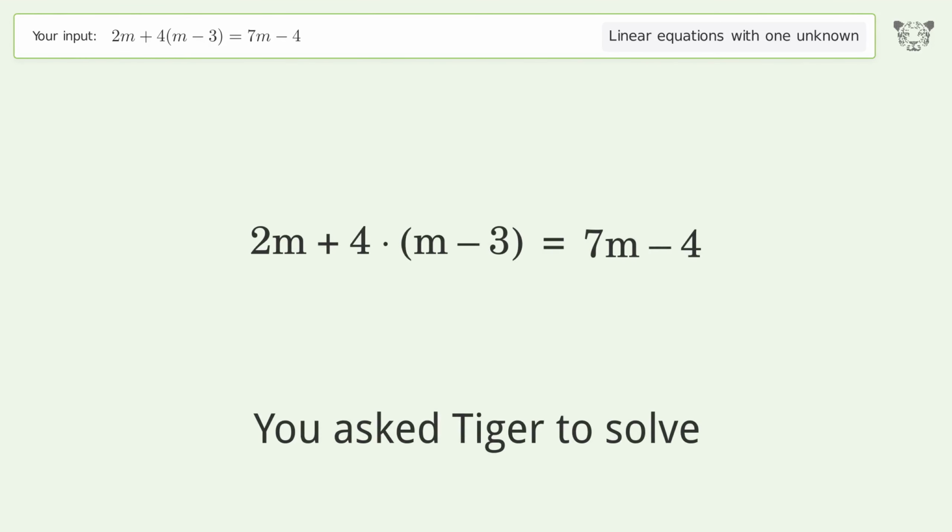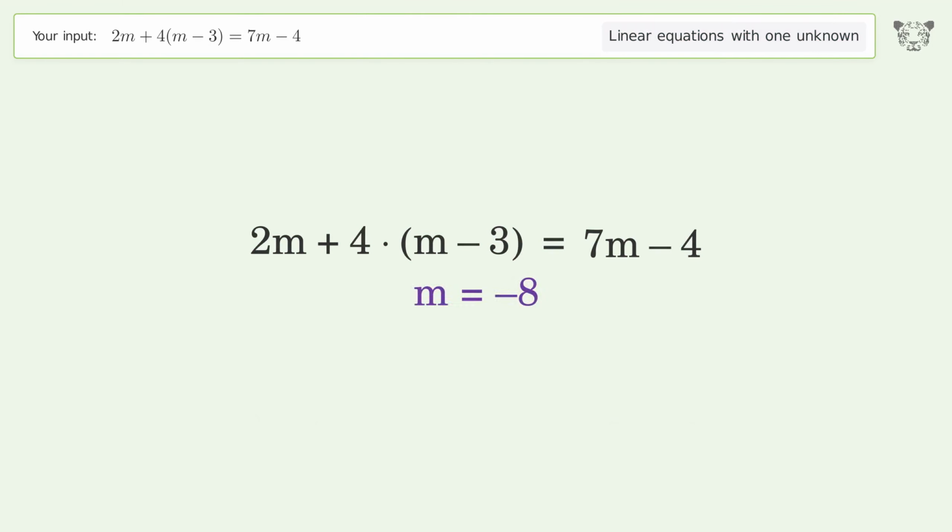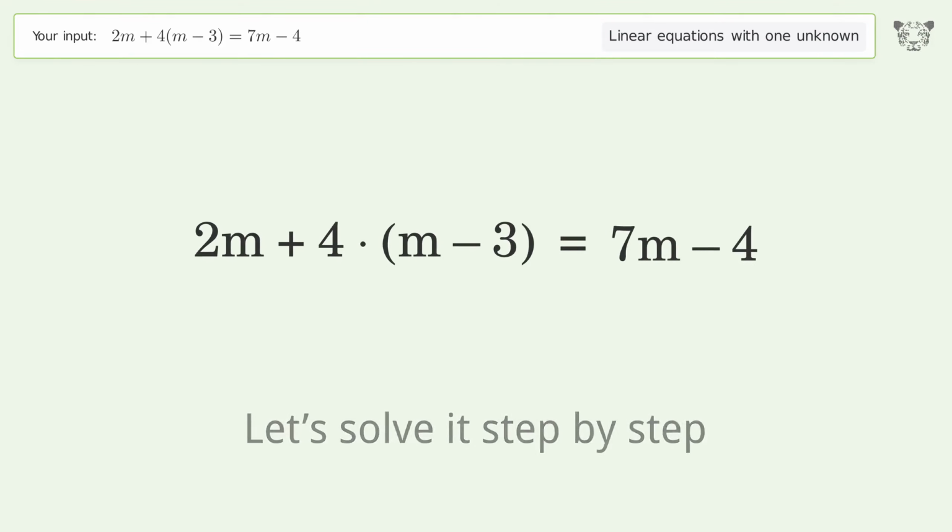You ask Tiger to solve. This deals with linear equations with one unknown. The final result is m equals -8. Let's solve it step by step.